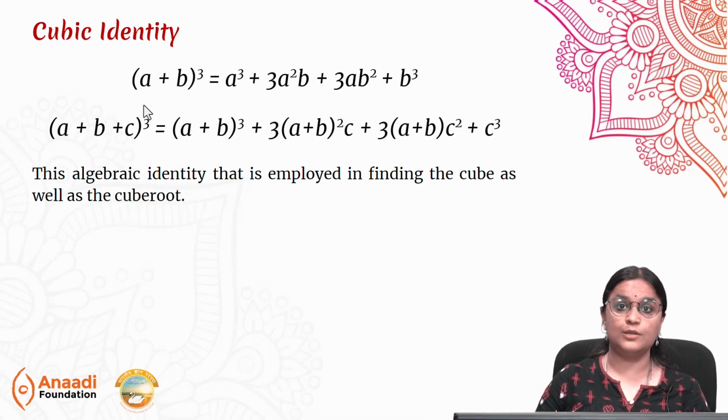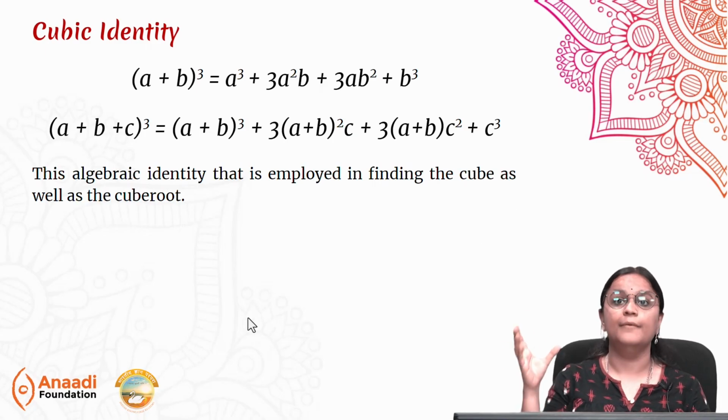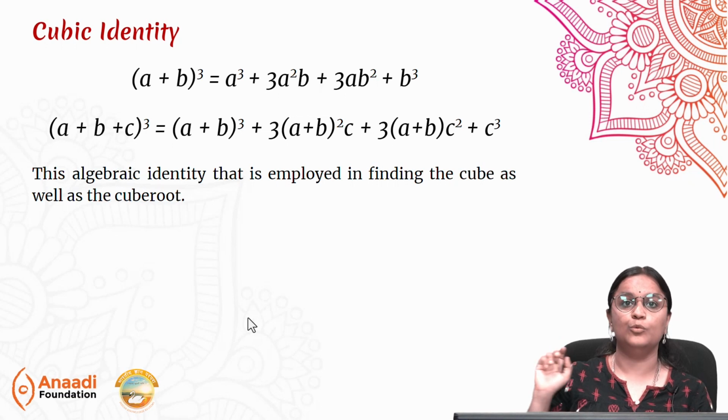As you may remember from our previous lecture, we saw the demonstration of this particular algebraic identity where we saw how to find a cube using a plus b whole cube, where the cube will be a cube plus 3a square b plus 3ab square plus b cube. In this particular lecture, we will see how we will reverse engineer this same identity to find cube roots.